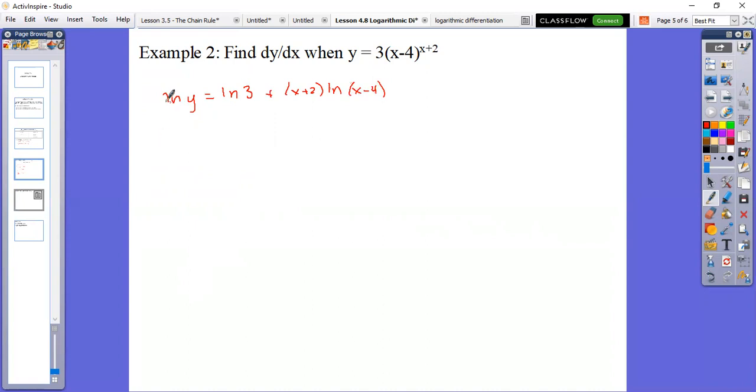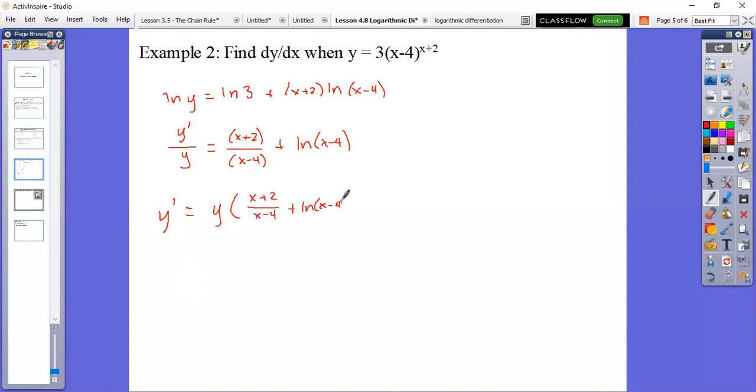Now here, if I take the derivative, again, ln of y, the derivative of that is 1 over y times y prime. So this would be y prime over y. The derivative of this term is 0, so now I just use the product rule here. So this would be (x plus 2) times 1 over (x minus 4), which is just (x plus 2) over (x minus 4), plus that's the product rule, ln of (x minus 4) times the derivative of this first term, which is just 1. So then here, I can say y prime equals y times [(x plus 2) over (x minus 4) plus ln of (x minus 4)].